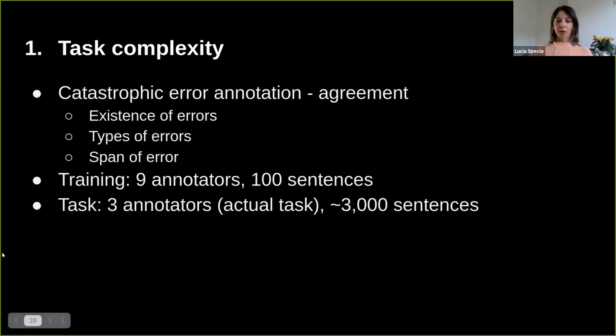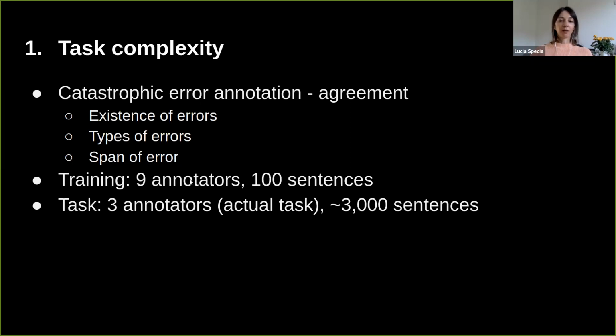And when we talk about agreement for this task, we have 3 types of things that we want to measure. One is whether annotators agree on the existence of errors and the number of errors. So they might agree that, yeah, the sentence has at least 1 error, or that the sentence has 2 errors or 3 errors and so on, or that it has no errors. On the types of errors, so is it a toxicity error? Is it a sentiment error? And also on the span of the error, which span of words make for that error.